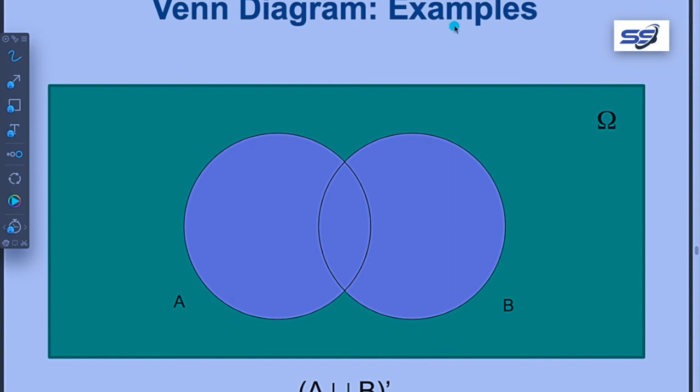Venn diagram, example of A union B complement. It means that the big rectangle or box is the universal set denoted by this symbol, and this is A the first circle, B the second circle, and this green portion is outside circles A and B. This is the complement set. It means A union B complement is outside both circles, the first circle and the second circle. Every element shall be placed outside both circles to get the complement, A union B complement.